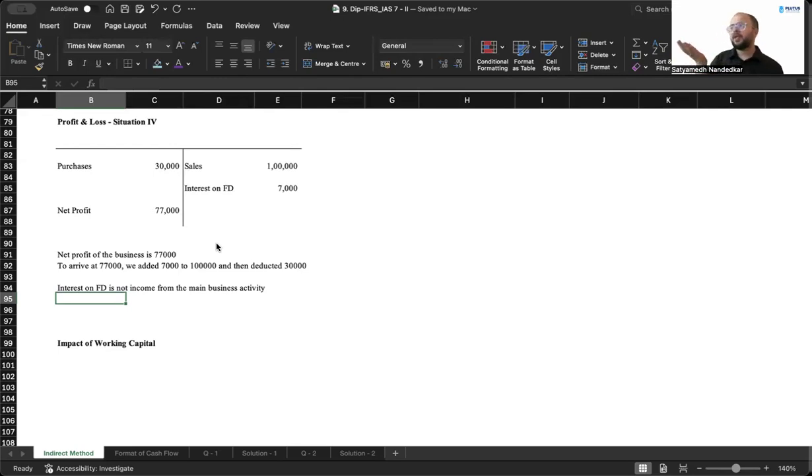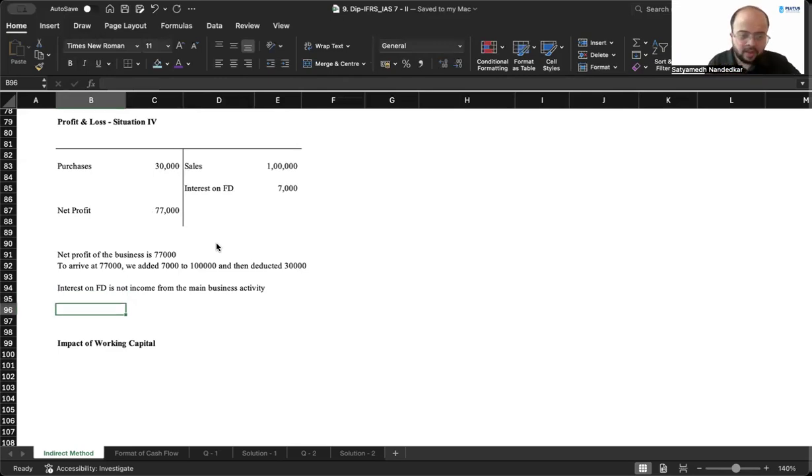I put my money in a fixed deposit. On that fixed deposit, I earn interest of 7,000. So what is that 7,000? That 7,000 is inflow from investing activity. It is not an operating income. Okay? It is not an operating activity inflow.